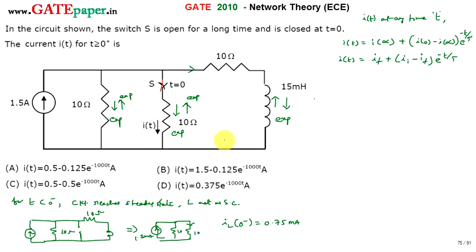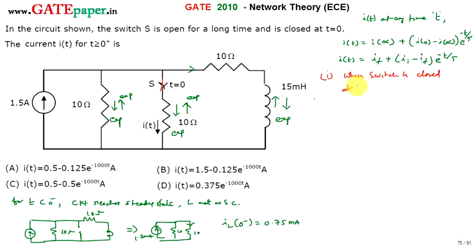Now we will calculate the initial value and final value of I of t. The initial value of I of t is whenever the switch is closed. So first case, when the switch is closed.